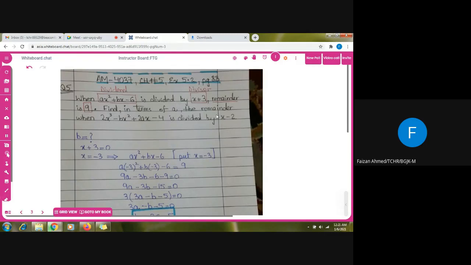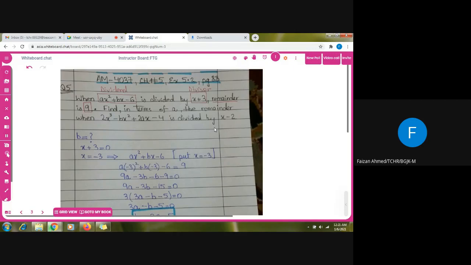Question number 5, when ax square plus bx minus 6 is divided by x plus 3, remainder is 9. Find in terms of a the remainder when 2x cube minus bx square plus 2ax minus 4 is divided by x minus 2. This is a bit tricky question, and of course it is a lengthy question which will require some working. So that's why I have solved it already and I'm sharing the image with you guys. So it will be easier for me to explain the question.